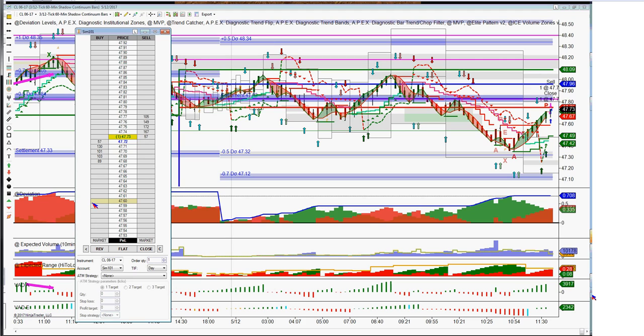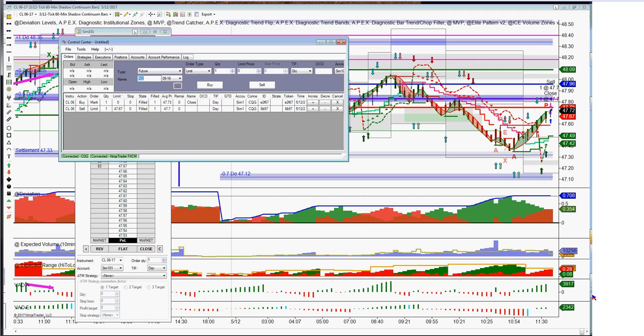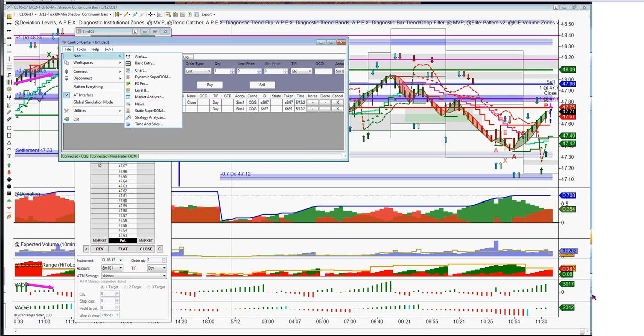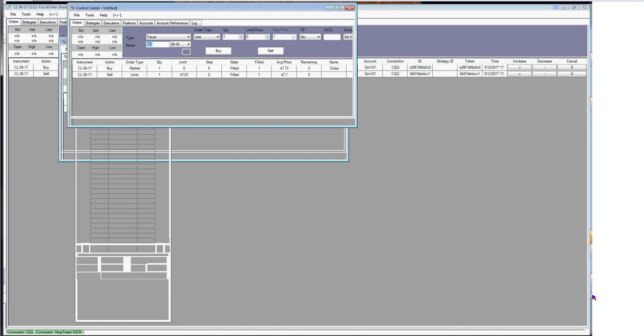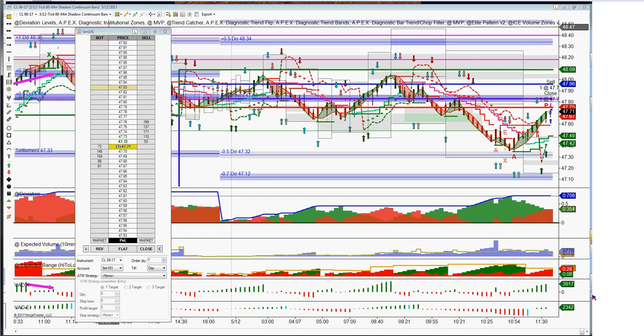The one thing I love about the DOM, and by the way, the way you get to the DOM, let me show you that. File, new, static DOM, and then you choose your instrument. Once open, there's one thing on the DOM that you're not going to see anywhere else, and that's you're going to see orders that are waiting to be filled.